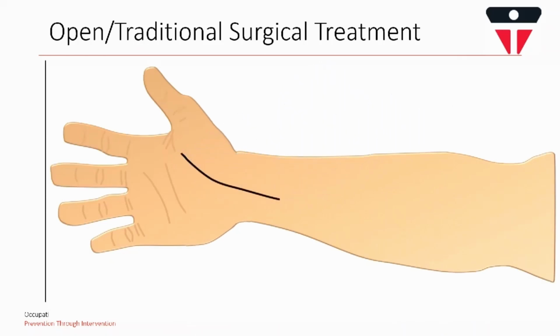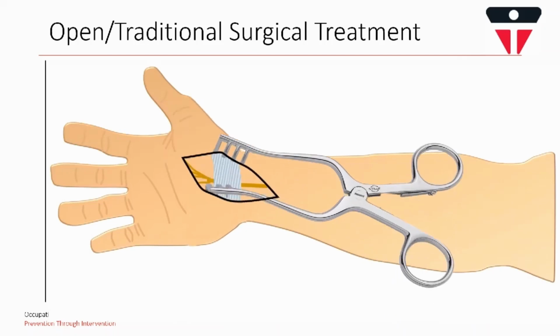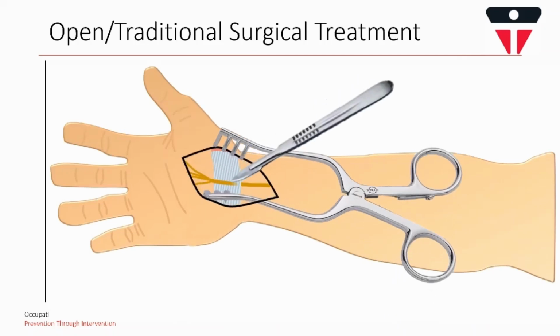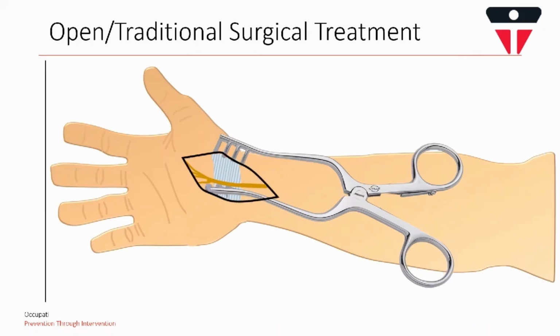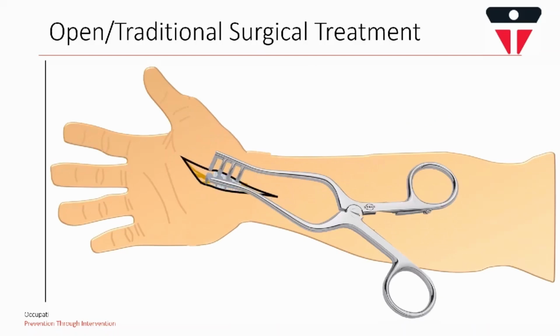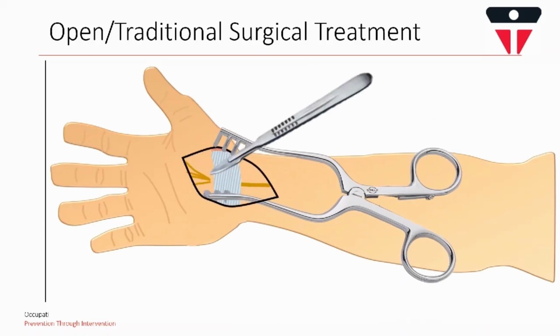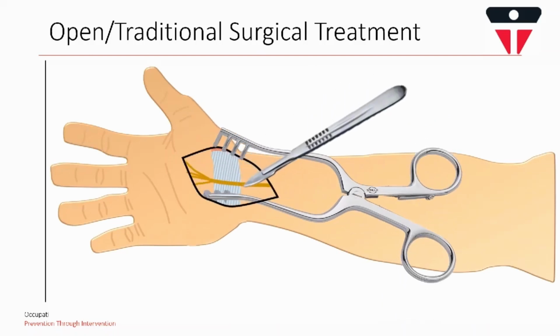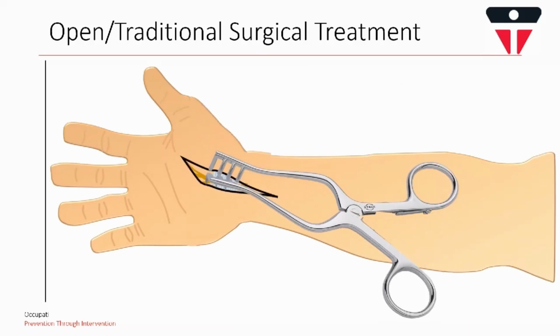The first is the open tunnel release, in which the transverse carpal ligament is cut, which releases pressure on the median nerve. An incision is made at the base of the palm of the hand, which allows the doctor to see the transverse carpal ligament. After the ligament is cut, the skin is then closed with stitches. The surgery is performed under local or regional anesthetic.